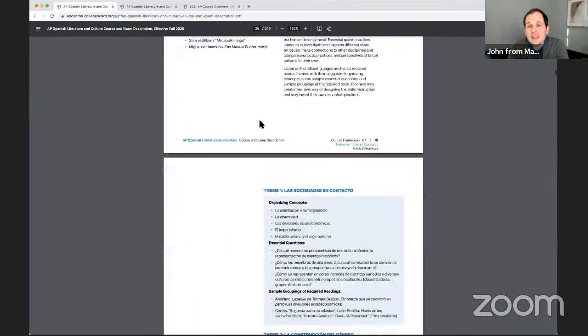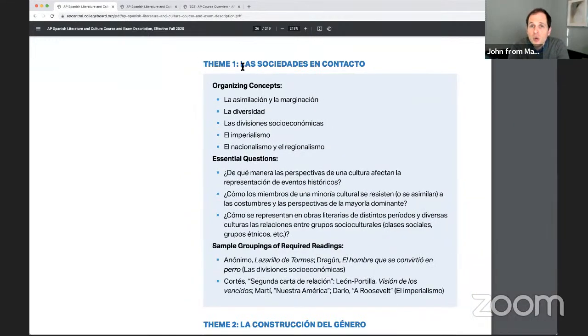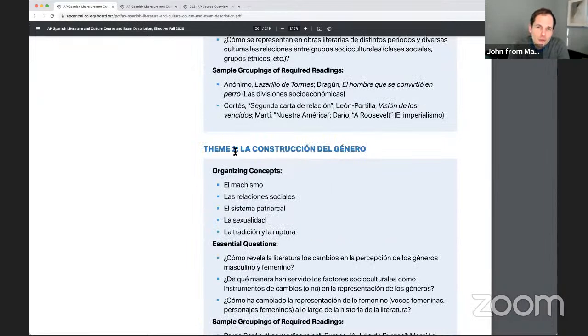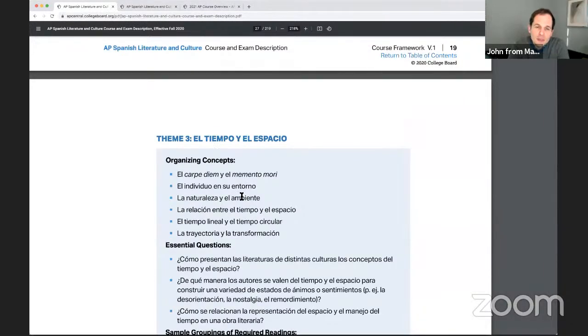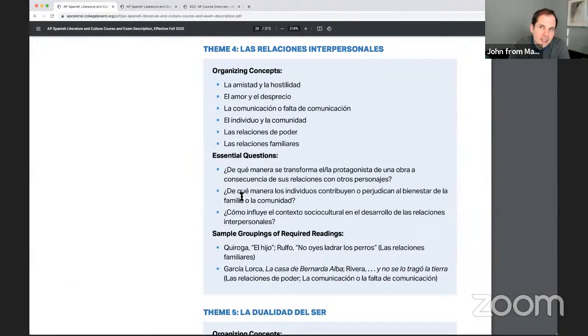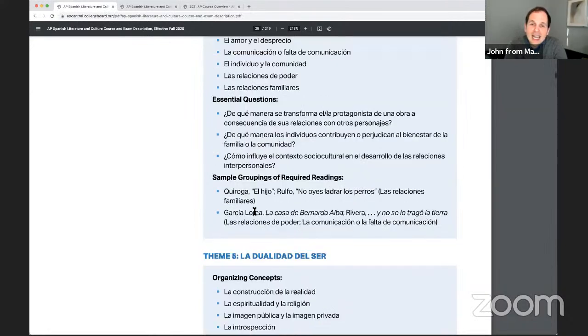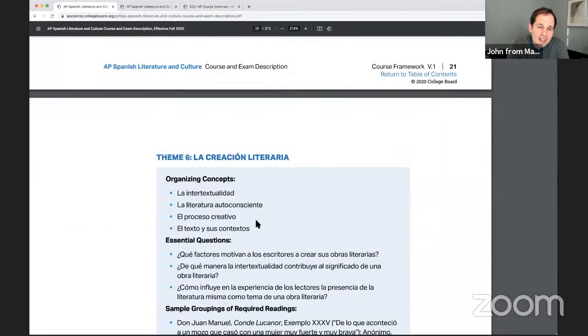One way that they frame the course is actually with themes. So, las sociedades en contacto, la construcción del género, el tiempo y el espacio, las relaciones interpersonales, la dualidad del ser, la creación literaria.